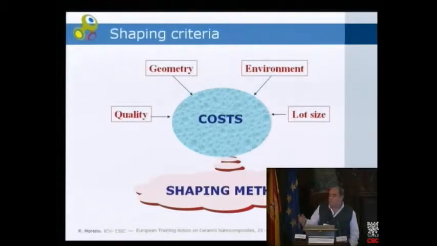If we need a small number of components, we can go to slip casting. If we need to fabricate a very large number of pieces, we should go to pressing techniques. Obviously, for the manufacturer, the main concern is the cost of the operation.